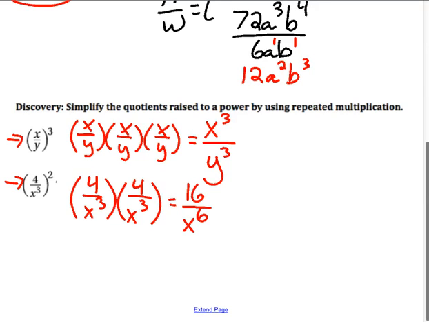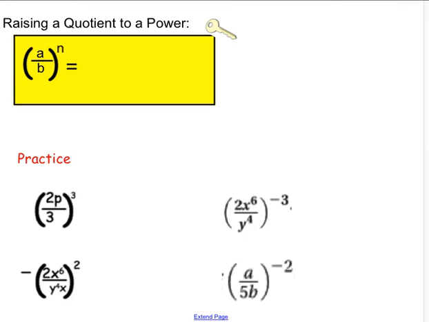Okay, so to write this rule, the power is influencing everything inside that parenthesis. So in words, I want you to describe that. Okay, the algebra is what I already have on the board for you. And then you can make up an example to show this property.